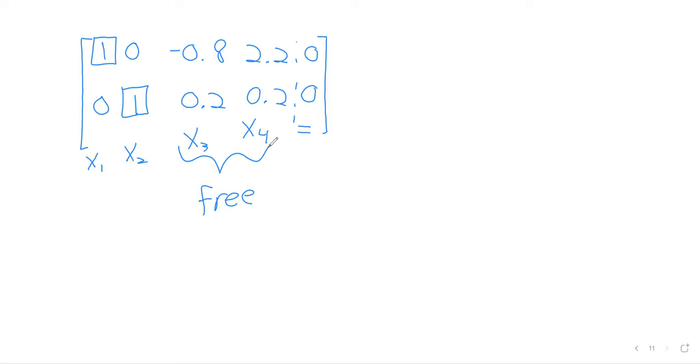And what happens now if we write the equations that these rows correspond to? x1 minus 0.8x3 plus 2.2x4 equals 0.